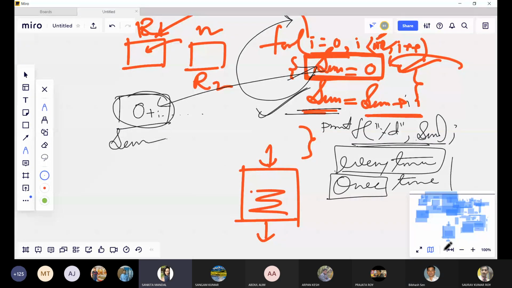Because every time the for loop runs, it will initialize the sum to 0. So we will only get the value of n in the print statement. But suppose I would like to print the value only after the summation. In this case, there will be no problem.